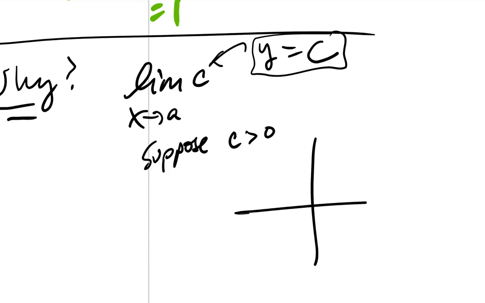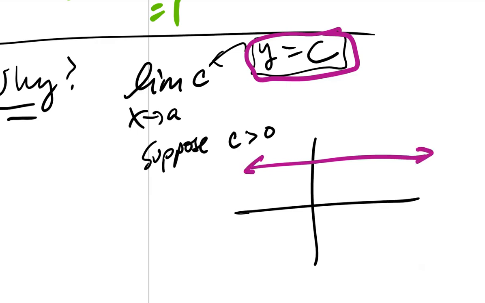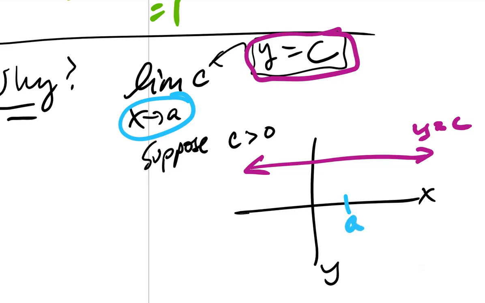So what you'll have is, let's graph this in purple. Here's y equals c. Y is a constant. Y equals a number is a horizontal line. Okay, so we have the x-axis, we have the y-axis. Now, as x goes to a, let's suppose that a is, I don't know, suppose it's here. As x is marching toward a, on either side, the value of the function is always going to be c.